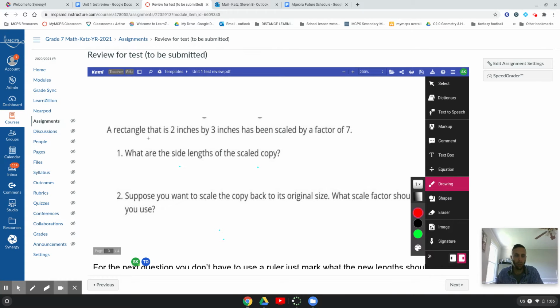So this one said a rectangle that is 2 inches by 3 inches has a scale factor of 7. That's really important. Scale factor of 7, remember, means that you're just multiplying by 7. And it asks, what are the side lengths of the scaled copy?